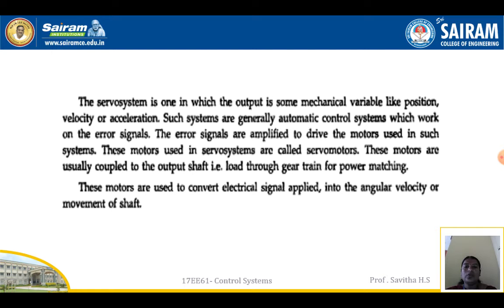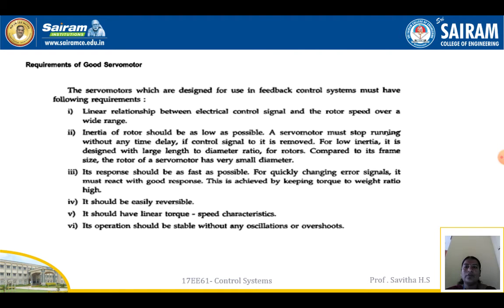These motors used in servo systems are called servo motors. These motors are usually coupled to the output shaft, that is the load, through the gear train for power matching. These motors are used to convert the electrical signal applied to the angular velocity or movement of the shaft.